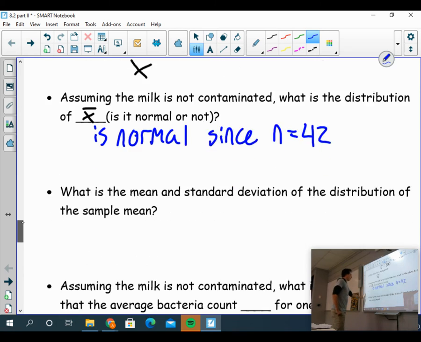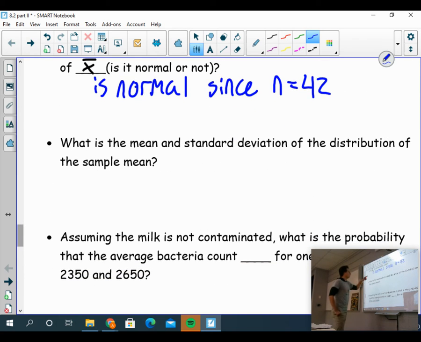Well, given that information, what's the mean and standard deviation of the distribution of the sample mean? What they're looking for here is mu of x bar and sigma of x bar.